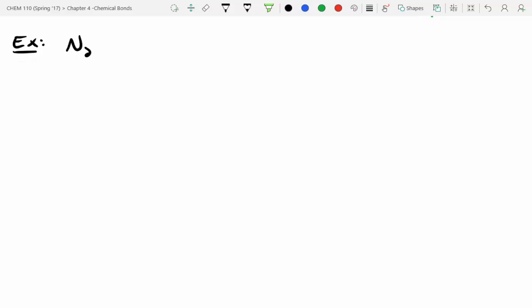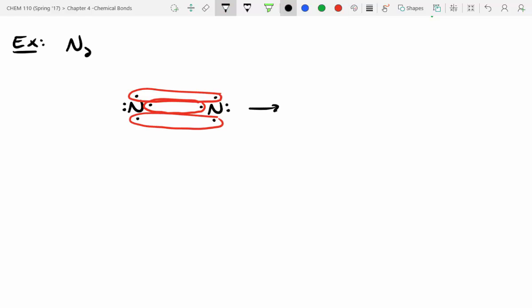So we got 2 nitrogens. How many valence electrons? 5. So I'll go 1, 2, 3, 4, 5. Another nitrogen over here. 1, 2, 3, 4, 5. How many bonds do you think we'll have? 3. So we can say, all right, these are paired. These are paired. These are paired. So nitrogen contains this triple bond in between 2 nitrogen atoms.